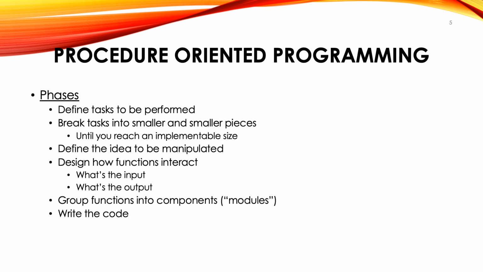Procedure-oriented programming involves 6 main phases. First, we define tasks to be performed. Then, we break tasks into smaller and smaller pieces. Then we define the data to be manipulated. Then we design how functions interact with each other, what will be the input and what will be the output. We group functions into components called modules. Finally, we write the code.